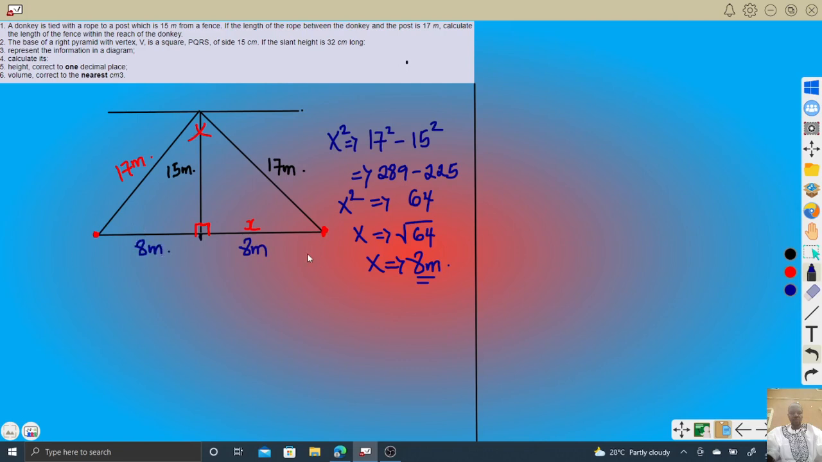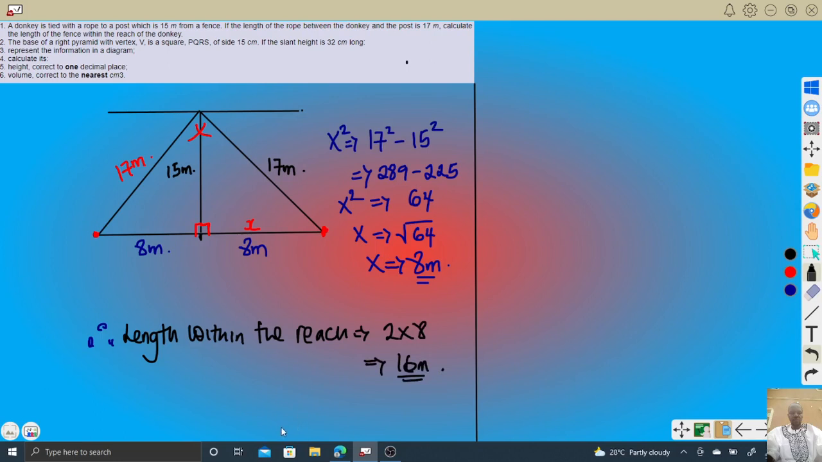So be careful. The total length within the reach of the donkey is now 2 times 8, and 2 times 8 is nothing but 16.